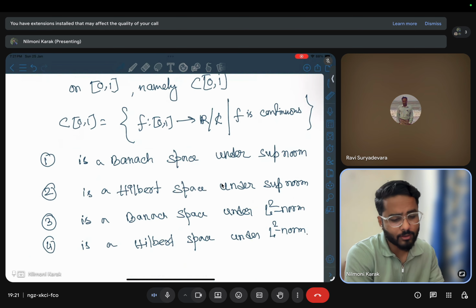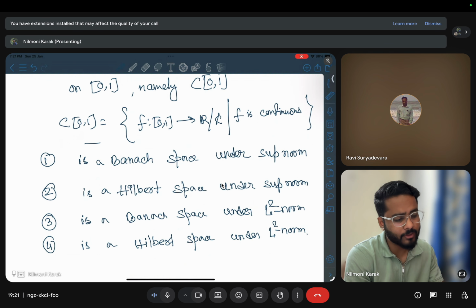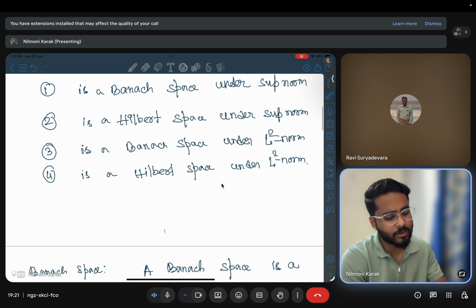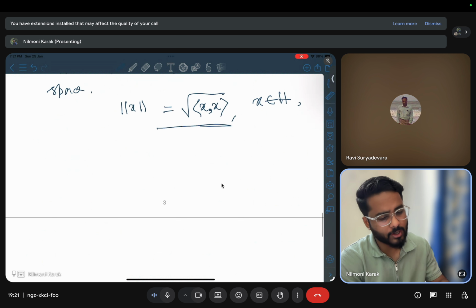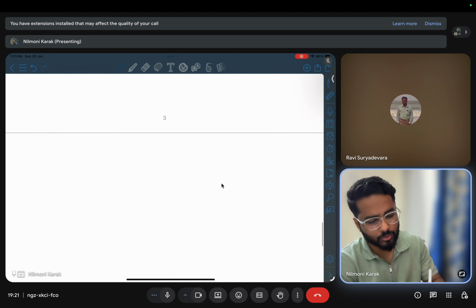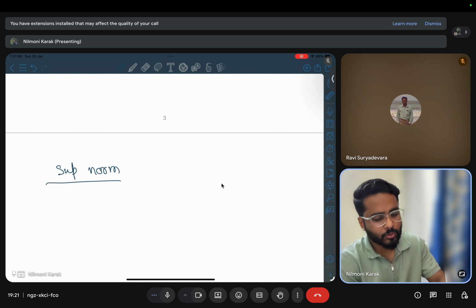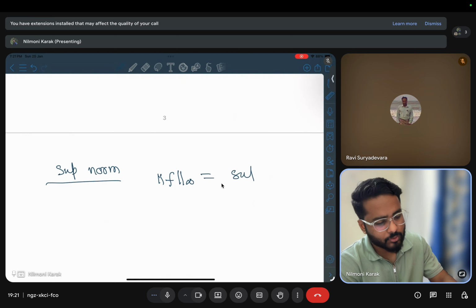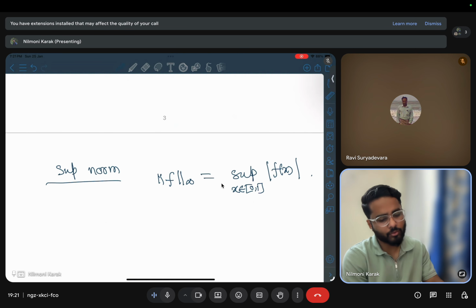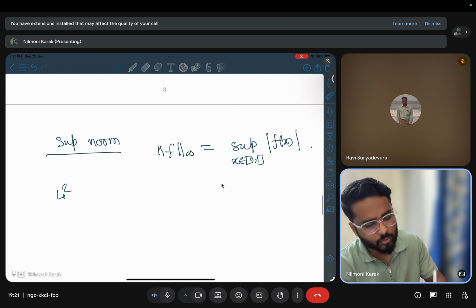So we are checking whether this space C[0,1] is a Banach space under the sup norm, a Hilbert space under the sup norm, a Banach space under the L2 norm, and a Hilbert space under the L2 norm. So we should have clarity about these norms. The sup norm is basically the supremum over x belonging to [0,1] of the modulus of f(x). This is called the sup norm.